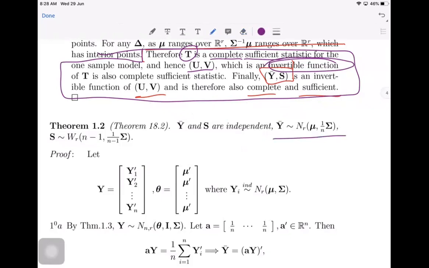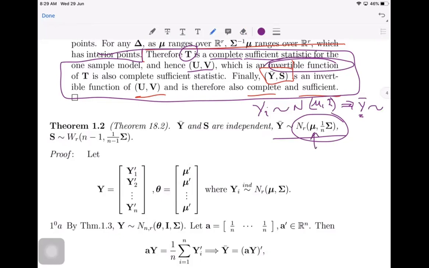And the distribution of your y bar, so from y_i, which are normal, and then you transform it to y bar, it can be shown that it is also normal with these parameters. So each y_i is normal with mean mu and covariance sigma, but y bar will be mu and 1 over n sigma.